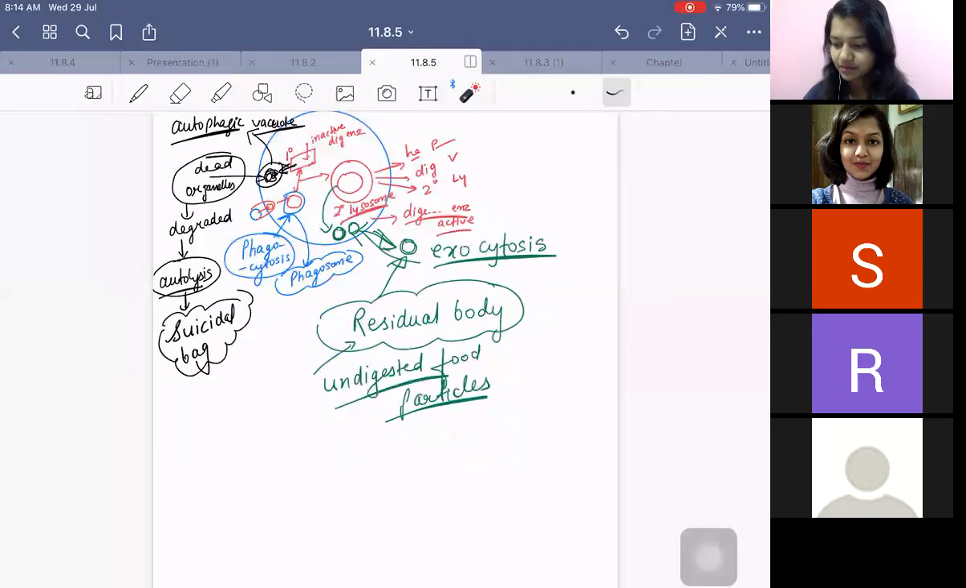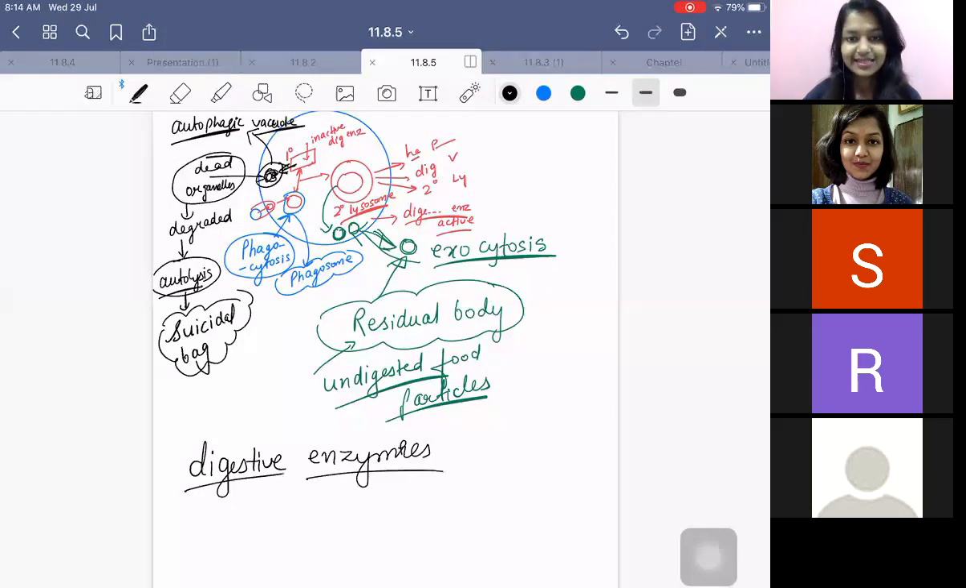Right? Tell me, what kind of enzymes do lysosomes have? Digestive enzymes. Digestive enzymes, what property do they have? Breaking property. So hydrolytic property. Right? Hydrolytic, breaking. Hydrolysis. It breaks down.